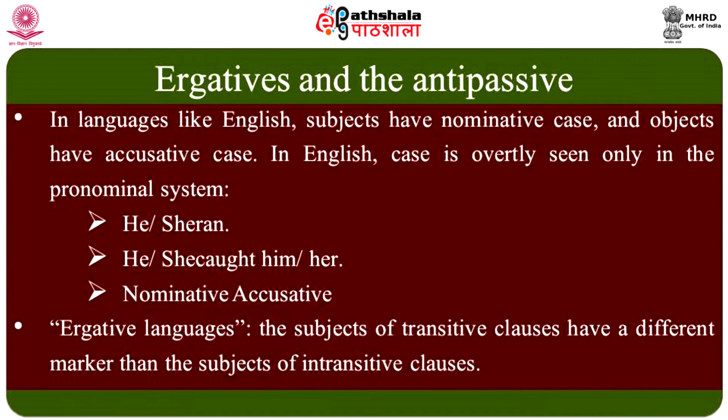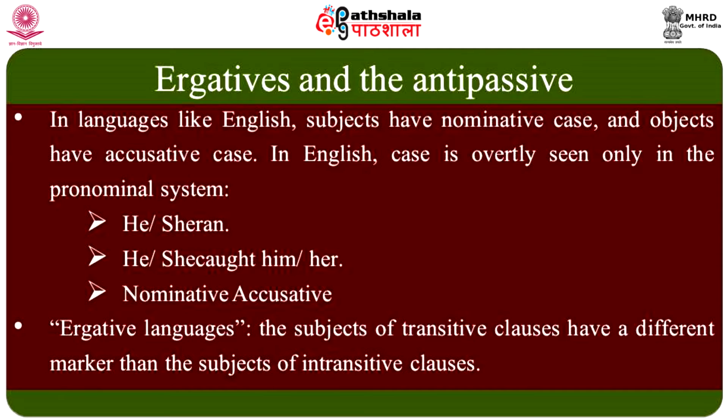Ergatives and antipassive. In our discussion of morphology, we have mentioned case. By now, you must be familiar with the case names such as nominative and accusative. In languages like English, subjects have nominative case and objects have accusative case. In English, case is overtly seen only in the pronominal system. For example, he or she ran, he or she caught him or her. Here, he or she gets the nominative case, whereas him or her gets the accusative case. In English, therefore, subjects of sentences are always nominative, whether the verb is transitive or intransitive.